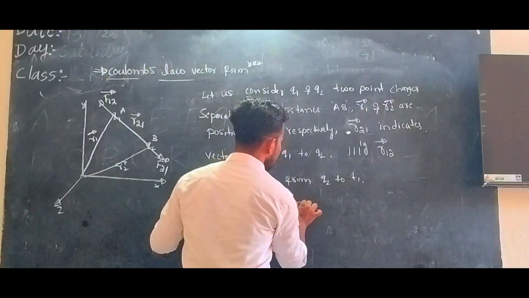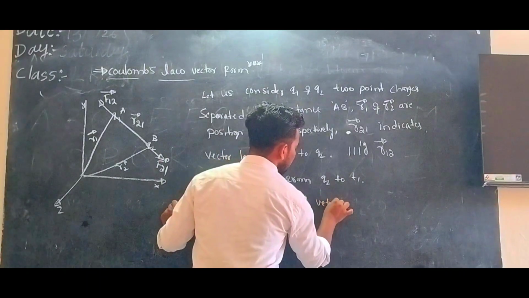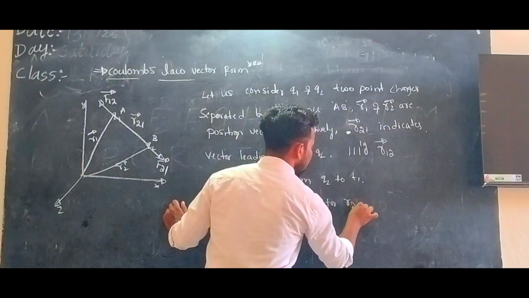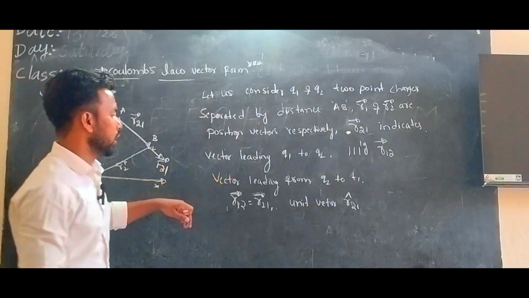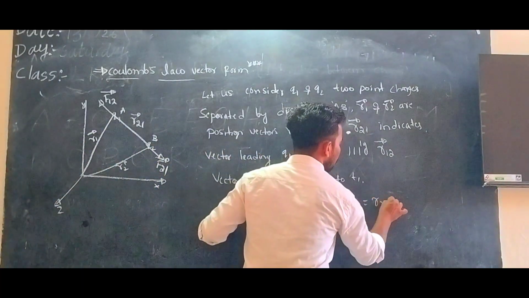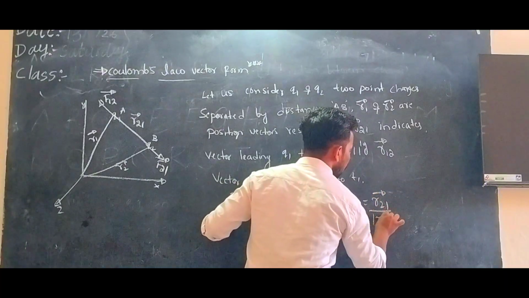The unit vector is not represented. How to write this unit vector? Mathematically, the unit vector is R21 cap, which is R21 divided by the magnitude of R21.